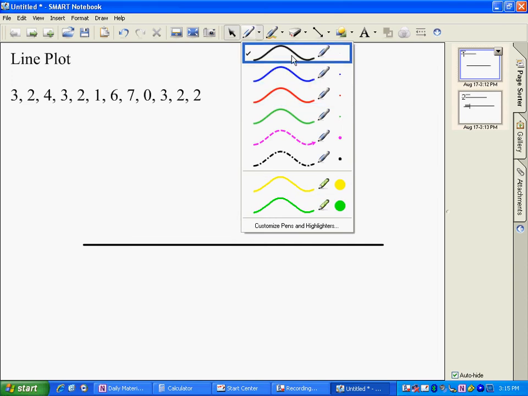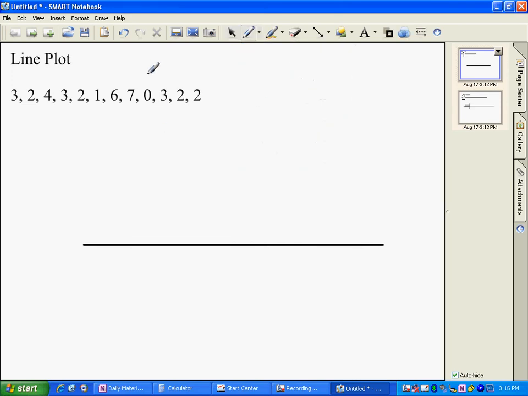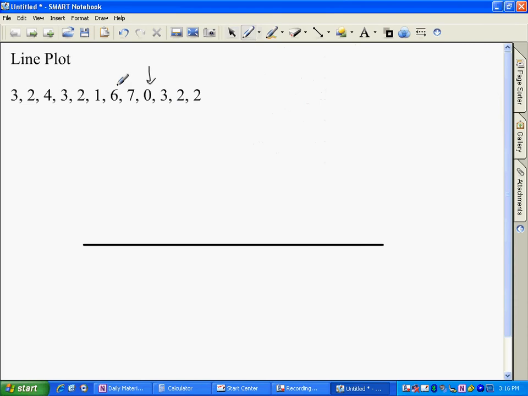So what I'm going to do here is look at my data, and the smallest number I see here is 0, and the largest number I see here is 7. So I want to create a number line that goes from 0 to 7. It has to include all numbers. You can't leave anything out. Even if there's no data for that number, you still want to include it, just like you do on a number line. You don't skip any of the numbers. You include all of them.